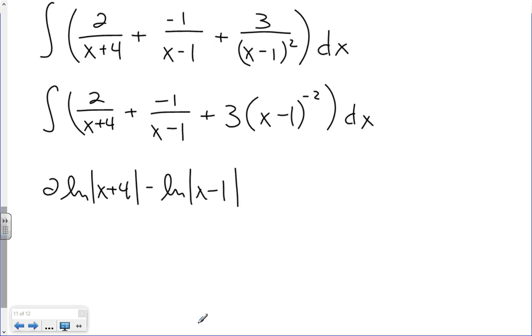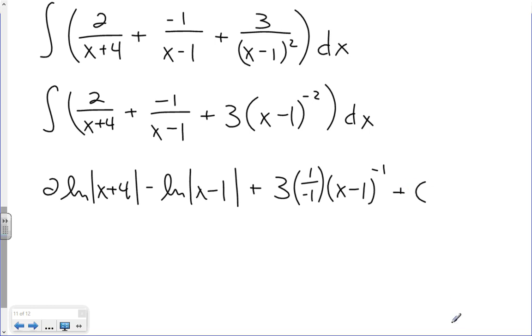And the third one, well, this is just a power function, like we said. So integrate it. The 3 stays out front. I'm going to add 1 to the exponent, so it's going to be x minus 1 to the negative 2 plus 1. That's a negative 1. And I have to multiply by the reciprocal of that out front. I guess I'll write it as 1 over negative 1, so you can see that it's the reciprocal of it. But that's, of course, the same as a negative 1. And, of course, we have our plus c.